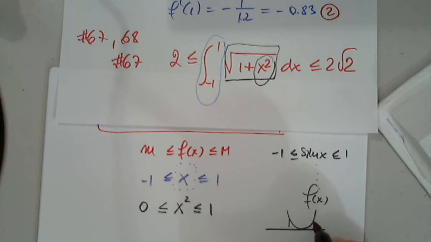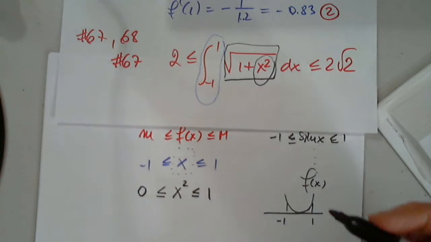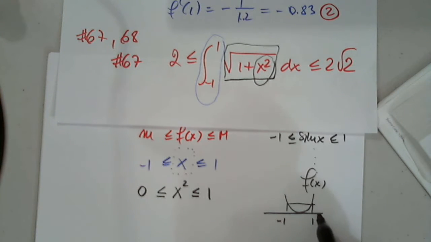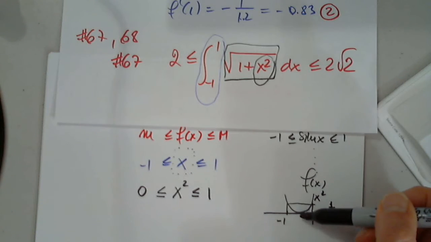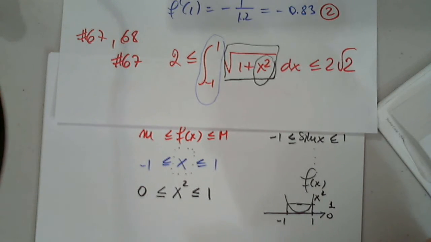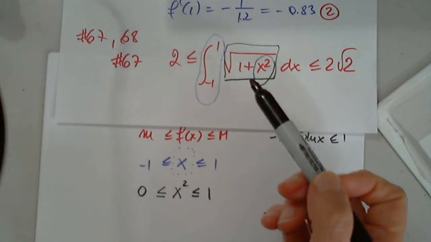Look at the function x squared. If x is between -1 and 1, where are the function values? Between 0 and 1. So this is for x squared. So if x is between -1 and 1, x squared will be between 0 and 1. Great job. What do I build?